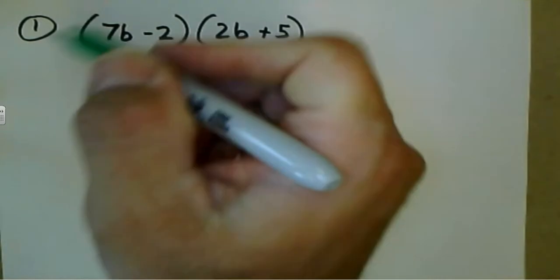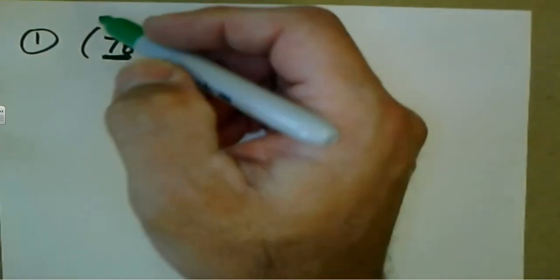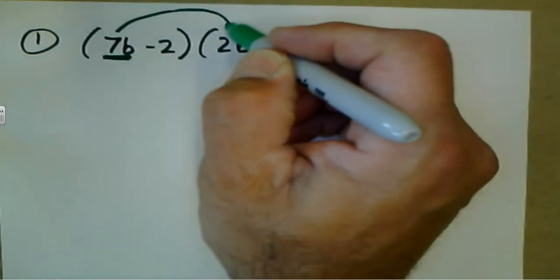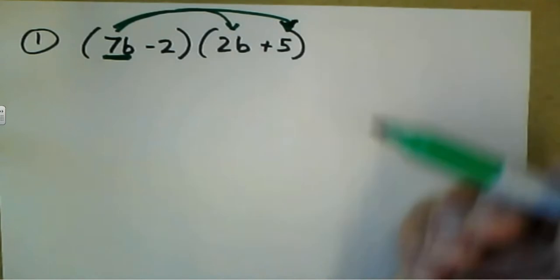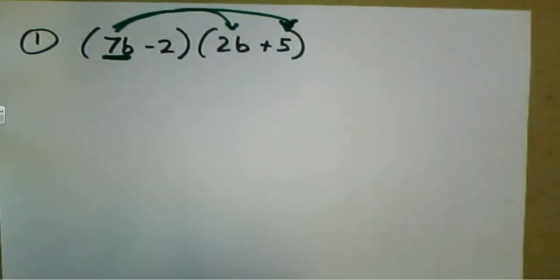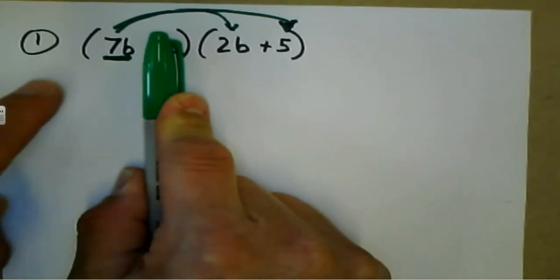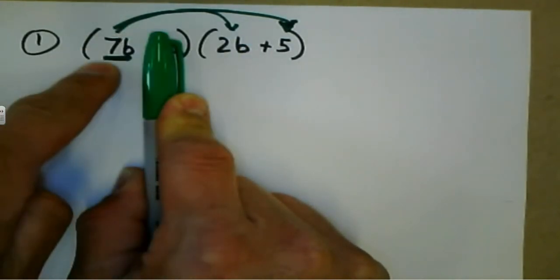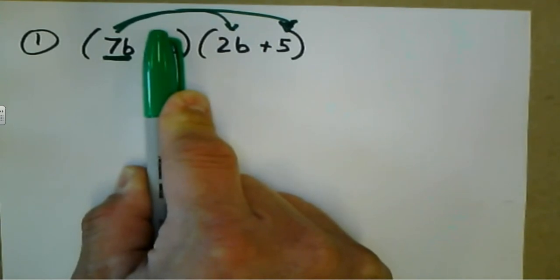So I'm going to take that first term, this one right here, which I underlined. We're going to multiply it to this one and to that one. We're distributing. I know we're going to ignore this one for right now. So all I care about is this 7b times 2b and 7b times 5. That's all I'm worrying about right now.